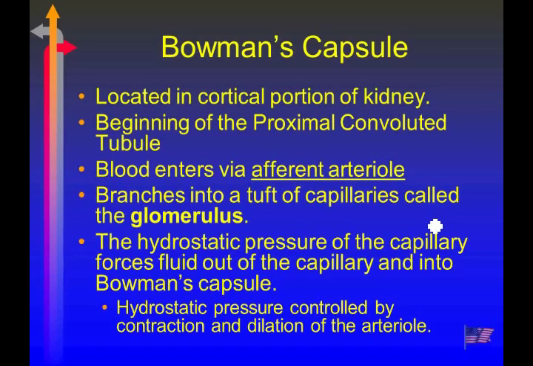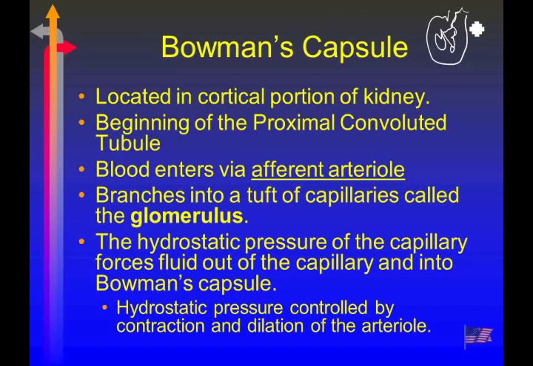The end of Bowman's capsule is the beginning of the proximal convoluted tubule. Blood enters into this structure via the afferent arteriole and branches into the series of capillaries called the glomerulus. It is the hydrostatic pressure, hydrostatic does what? Pushes out.